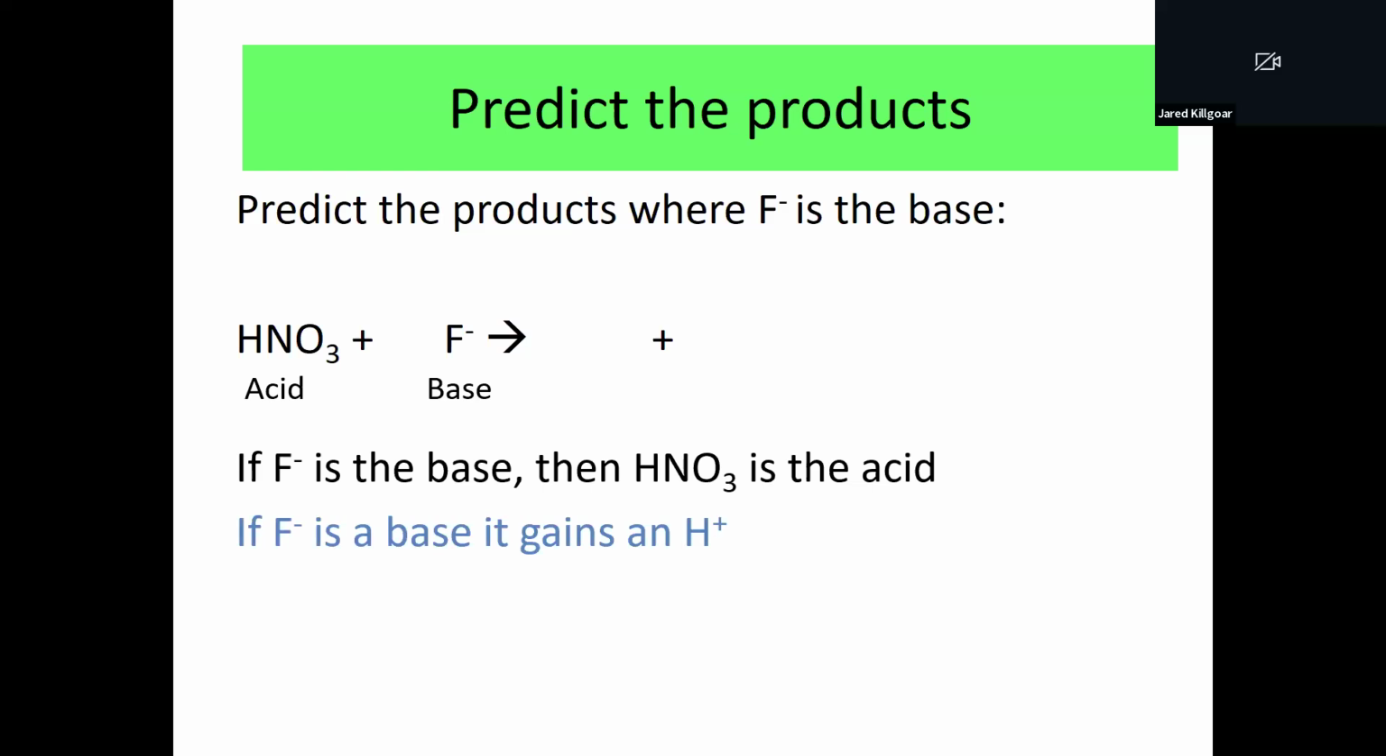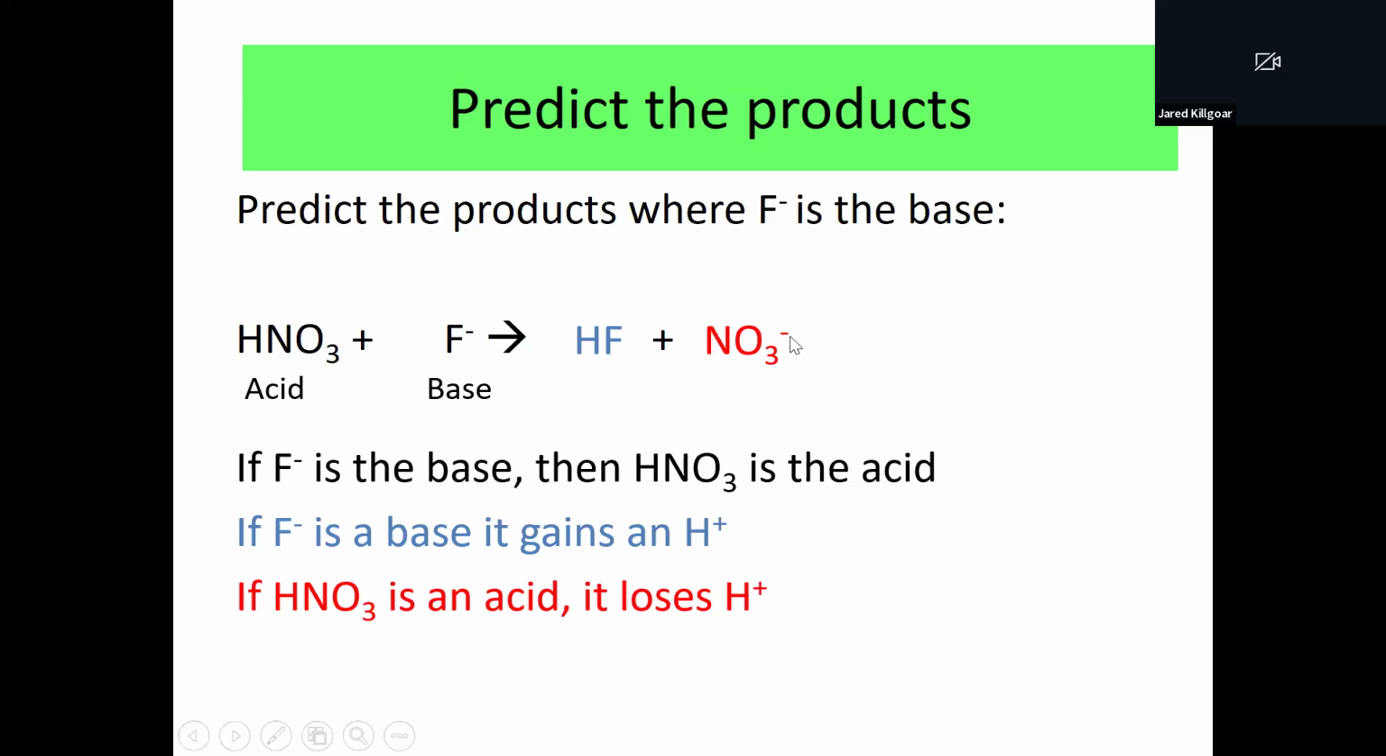So the F minus is a base, it must gain an H plus. So if it accepts that, what's going to be left over? HF. There's zero charge because the positive from the hydrogen ion cancels out the negative in the fluoride ion. The other product, if HNO3 is an acid, what's left over after it loses its H plus? Well, NO3 with a charge of negative 1. If you lose that positive charge, you end up with a more negative charge. So that's our conjugate base right there.